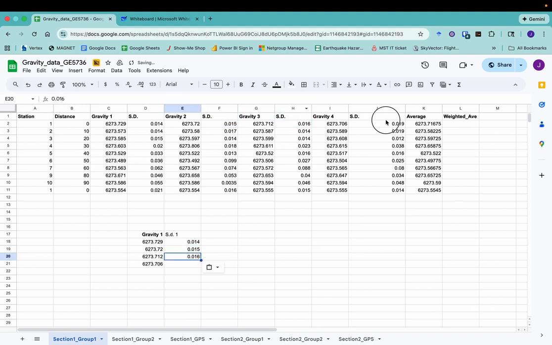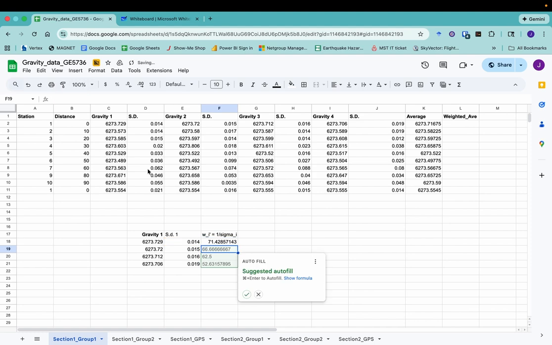And again, I'm doing this the slow way just for demonstration purposes, but there are certainly faster ways to do this using Python or using other things. But here's the easy way. All right, so I've got my 4 gravity values for station 1 and my 4 standard deviations for station 1. I'm going to calculate wi prime equal to 1 over sigma i. So I'm just going to say that this is equal to not the value by itself, but 1 over the value. And I'll go ahead and take that suggested infill.